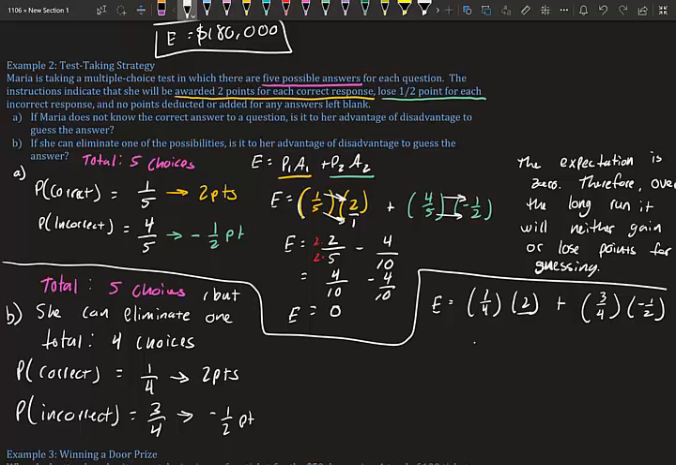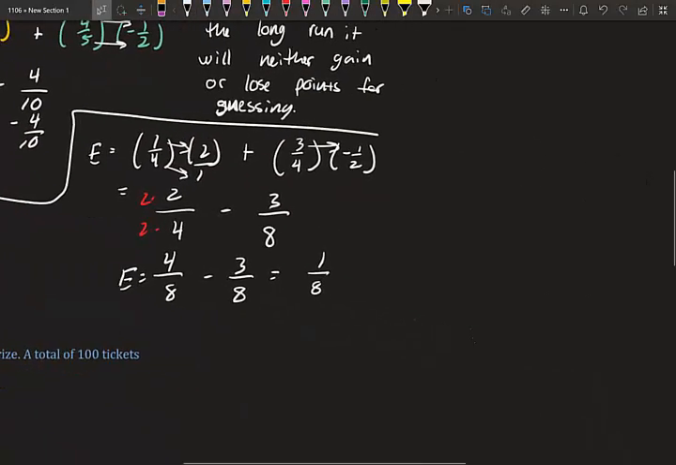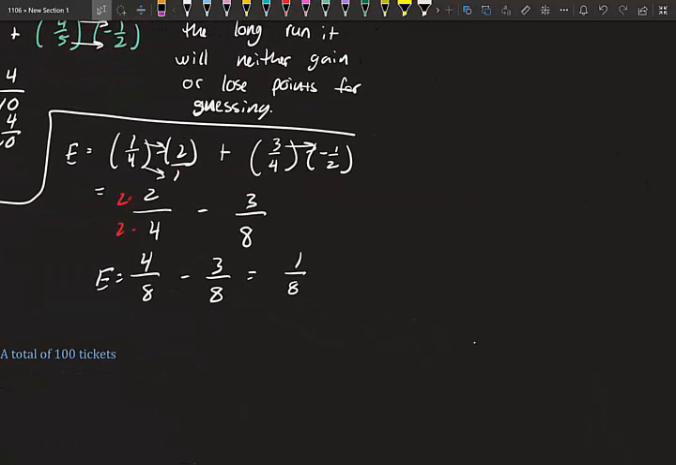We multiply straight across, so 1 times 2 is 2, 4 times 1 is 4, and then still multiply straight across, so 3 times negative 1 is negative 3, 4 times 2 is 8. We need the same denominator, so we're going to make them both 8, so times 2 times 2. We get 4 over 8 minus 3 over 8, and we get 1 over 8. It's to her advantage because it's a positive outcome.